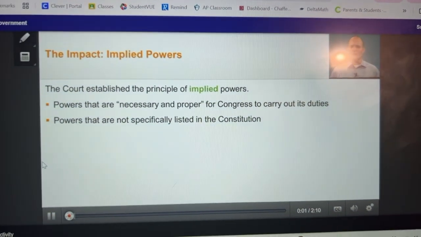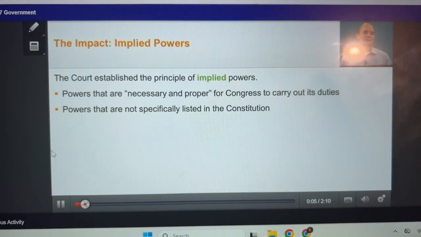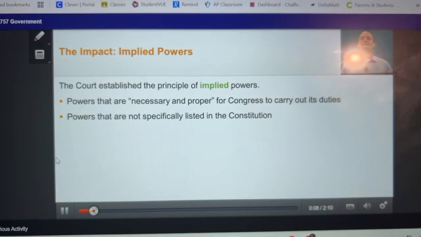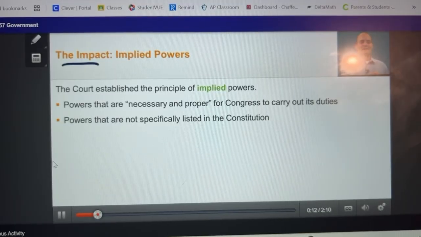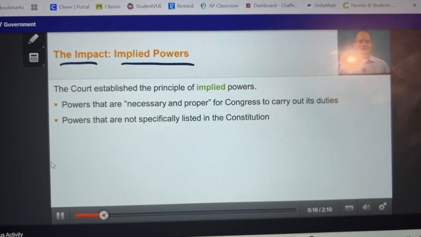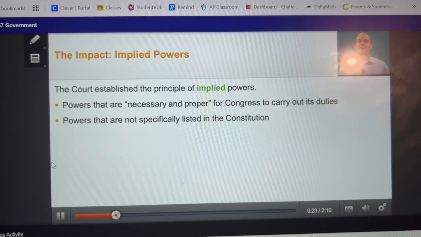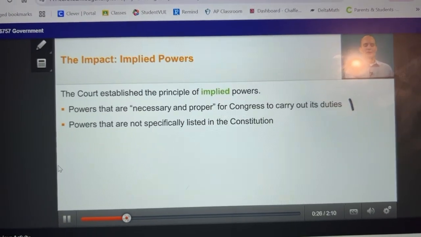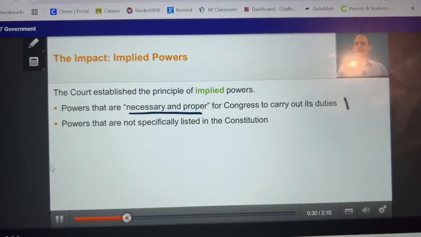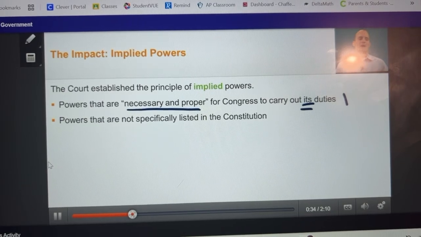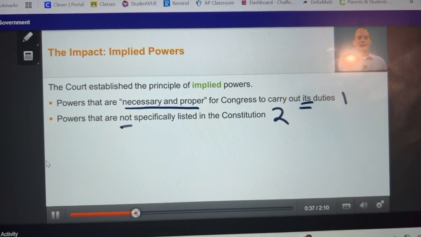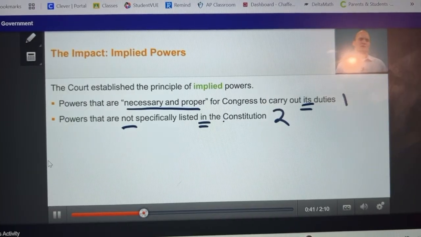Which side were you on? Were you on McCulloch's side or were you on Maryland's side? Well, hopefully you're on McCulloch's side, because McCulloch's side actually won the argument, and the impact of this was the creation of implied powers. Now, the court, like we just said, established the principle of implied powers, and what that comes from is powers that are necessary and proper for Congress to carry out its duties. The second key thing is that the implied powers are not specifically listed in the Constitution.